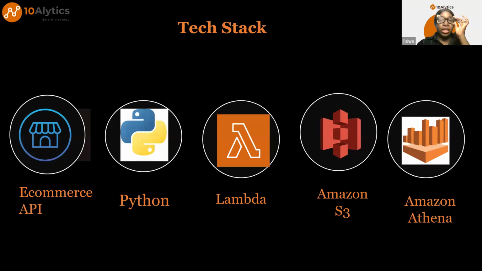So the tech stack we'll be using: we'll be getting our data from an API, and we're using Python to write the ETL code, and we'll be using a Lambda function in AWS. This is what we use for the main ETL pipeline, and then we use Amazon S3 and also Amazon Athena.